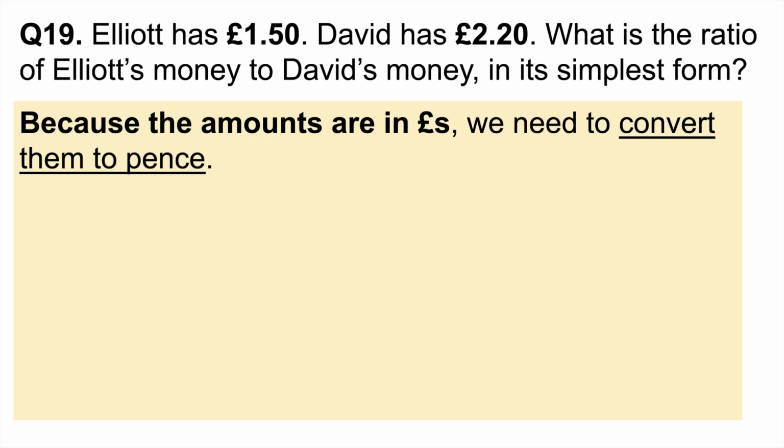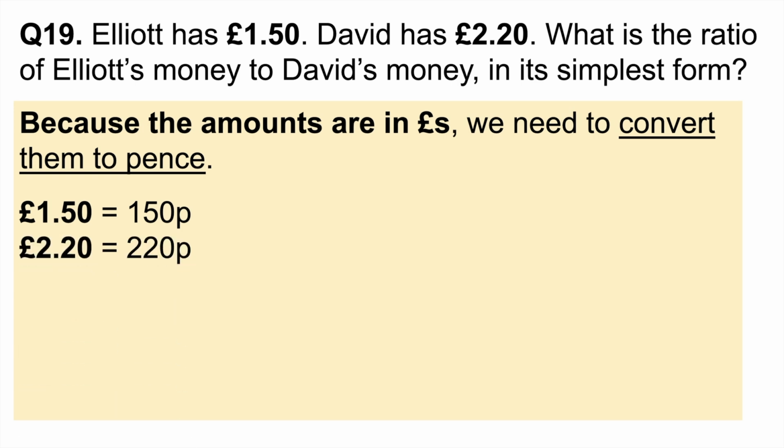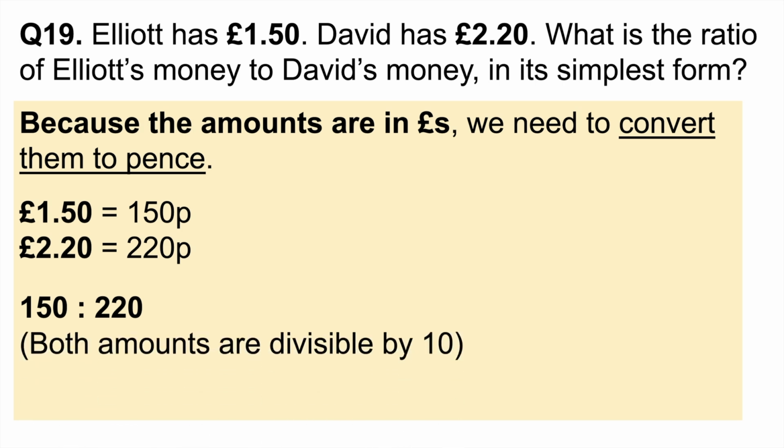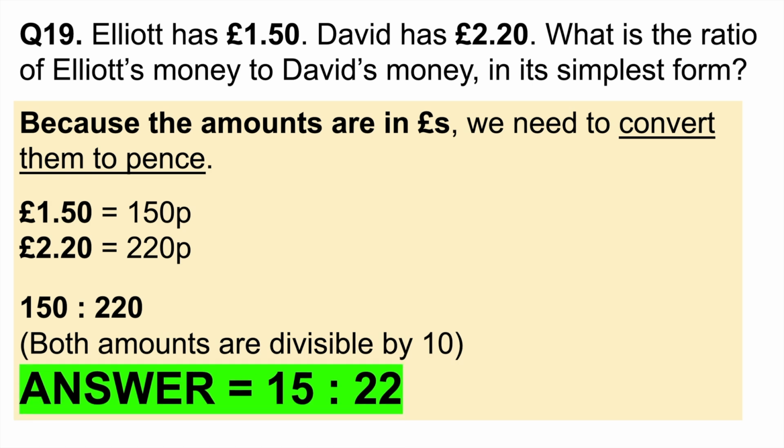Now, because the amounts are in pounds, we need to convert them to pence to be able to work this out. So £1.50 equals 150 pence. And £2.20 equals 220 pence. Therefore, the ratio is 150 to 220, but we need to get it in its simplest form. So both amounts are divisible by 10. Therefore, the answer is 15 to 22. The ratio is 15 to 22, and that's the lowest it will go.